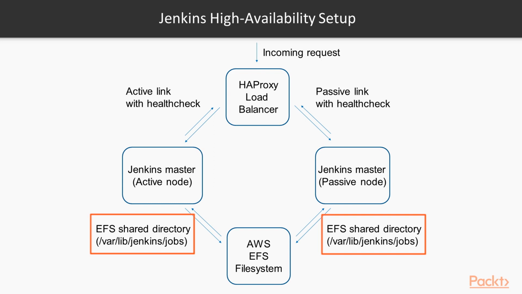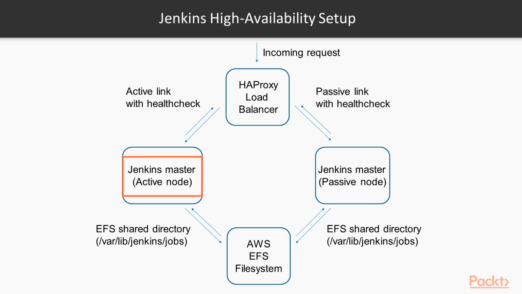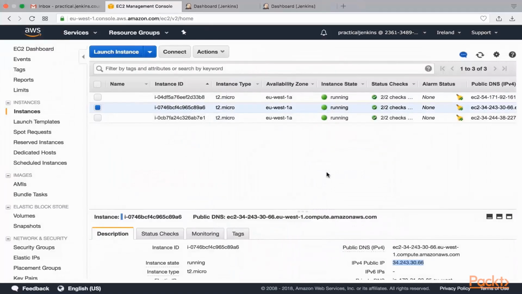The rest of the nodes will be configured in exactly the same manner. One of the nodes will be the active node which serves the requests via the HAProxy load balancer, and the other node will be a passive one ready to take over the role of the master if the active master goes unavailable. We have created three new instances in the EC2 console of AWS using a public image of CentOS 7. Two of them will be our Jenkins masters, and one of them will be our HAProxy load balancer.